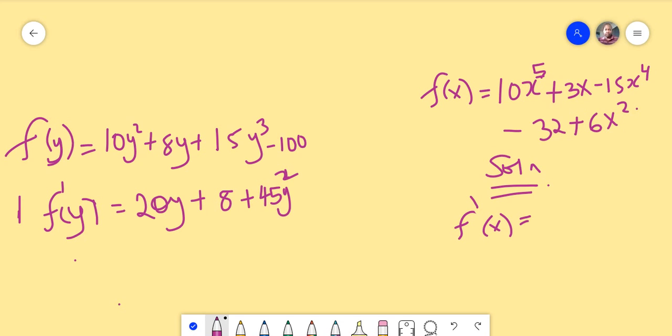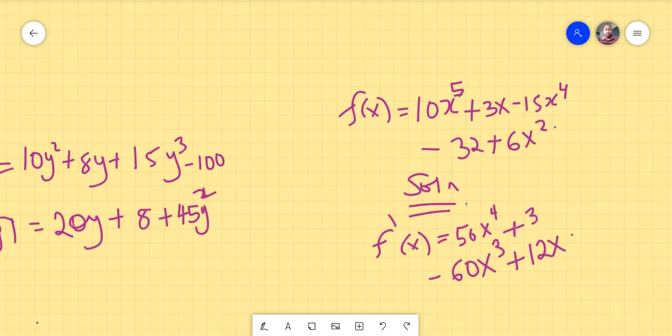So this will be 50x raised to power 4 plus 3 minus 60x raised to power 3. Okay, then minus 32, it's a constant, so it will disappear because its derivative is 0. And then we're going to have plus 12x.